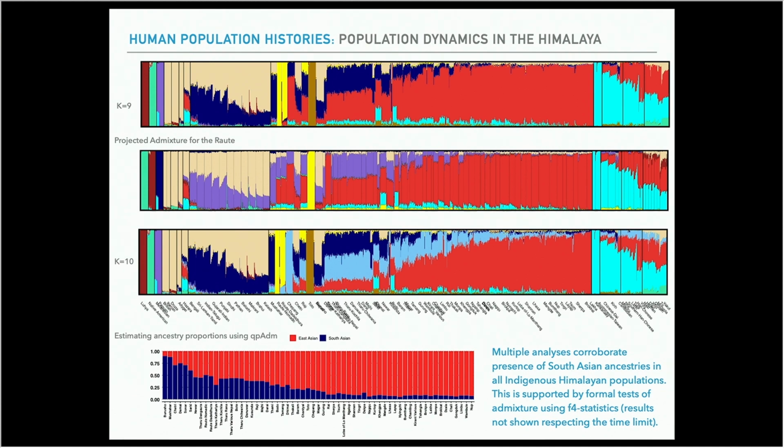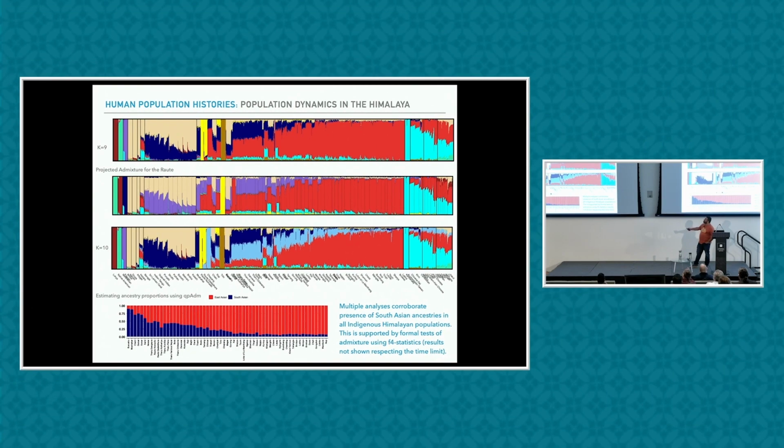Look at this, right? So there is a line of red indicating that there is this ancestry component that goes from high altitude, middle altitude to lower altitudes. But there's also this blue color that is shared with South Asian populations that is present in many, many, many Himalayan populations.